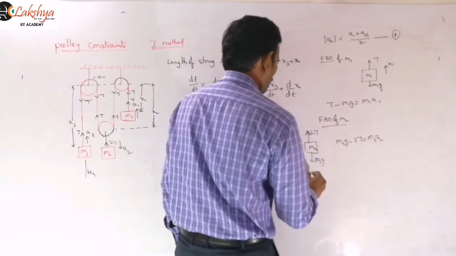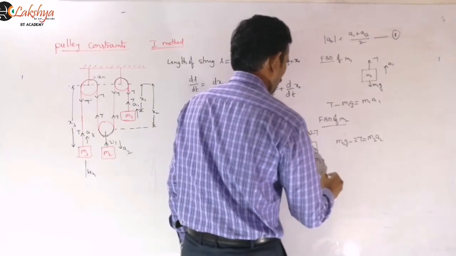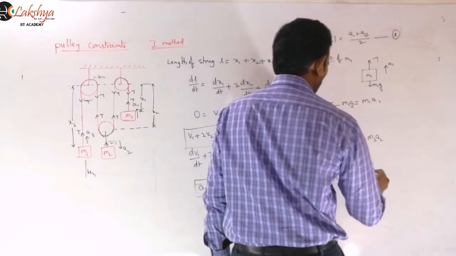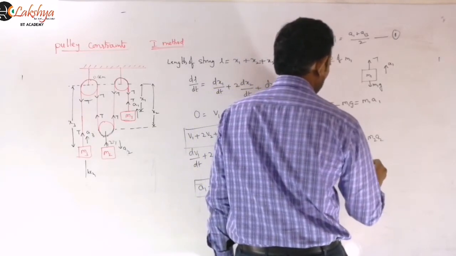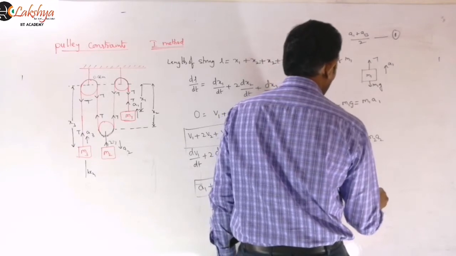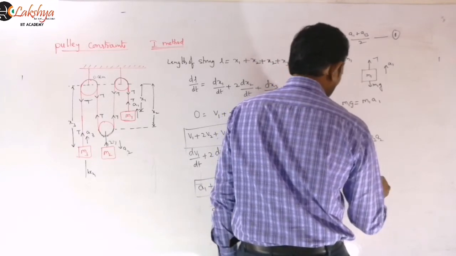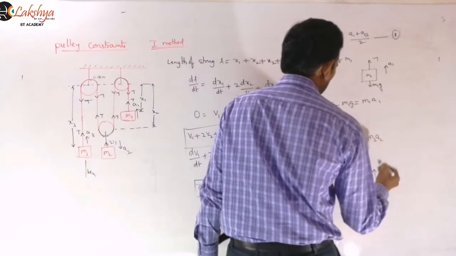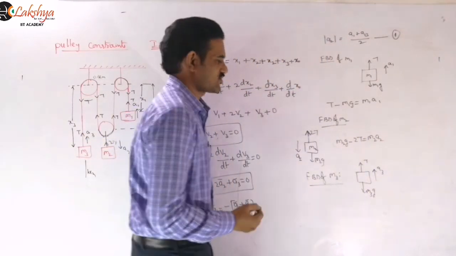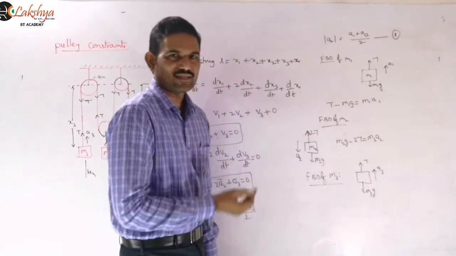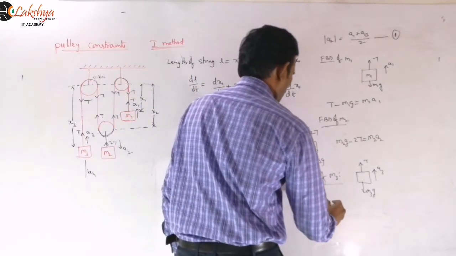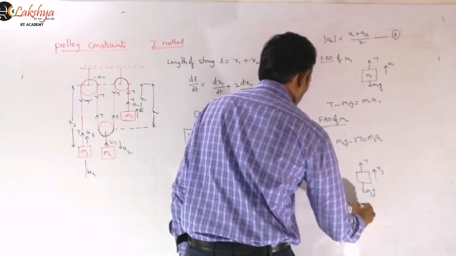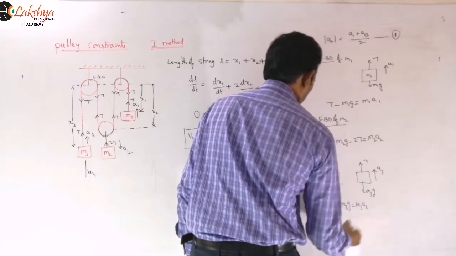Next, similarly, the FBD of M3 you are considering here. So the FBD of that M3 will be T upwards, M3G downwards, and then the acceleration of this block, which we are assuming is in the upward direction, and therefore you can write this force equation. So I can write that force equation as T minus M3G is equal to M3A3, right?